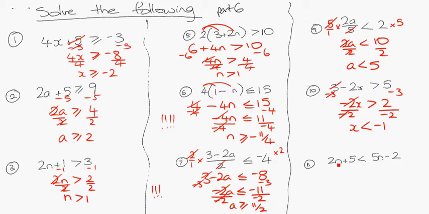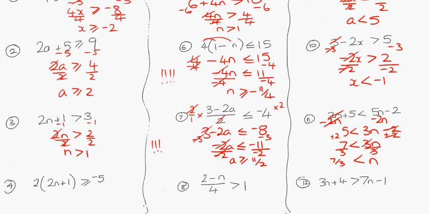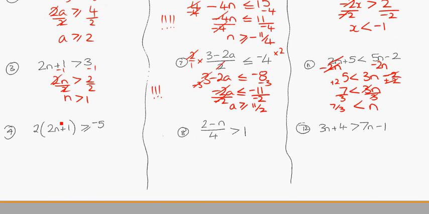Right, looking for the side with the smallest n value. We'll subtract 2n from both sides. 5n minus 2n is 3n minus 2. We'll add 2. Dividing both sides by the coefficient of the variable. N is greater than 7 over 3, a number greater than 7 over 3. If we just move up to finish the sheet, back to number 4.